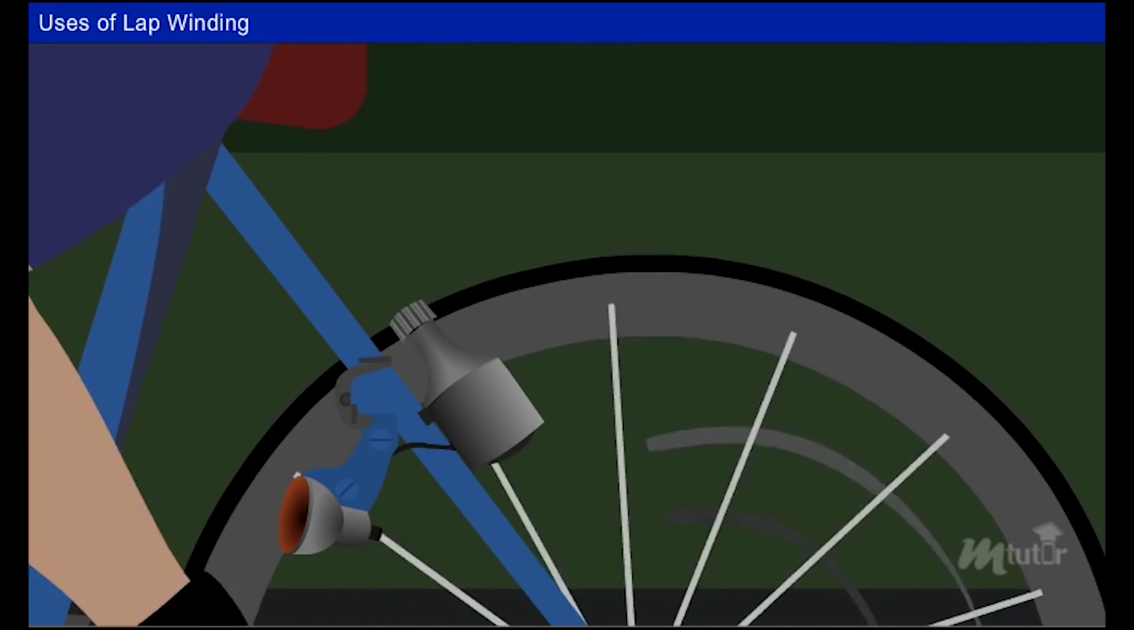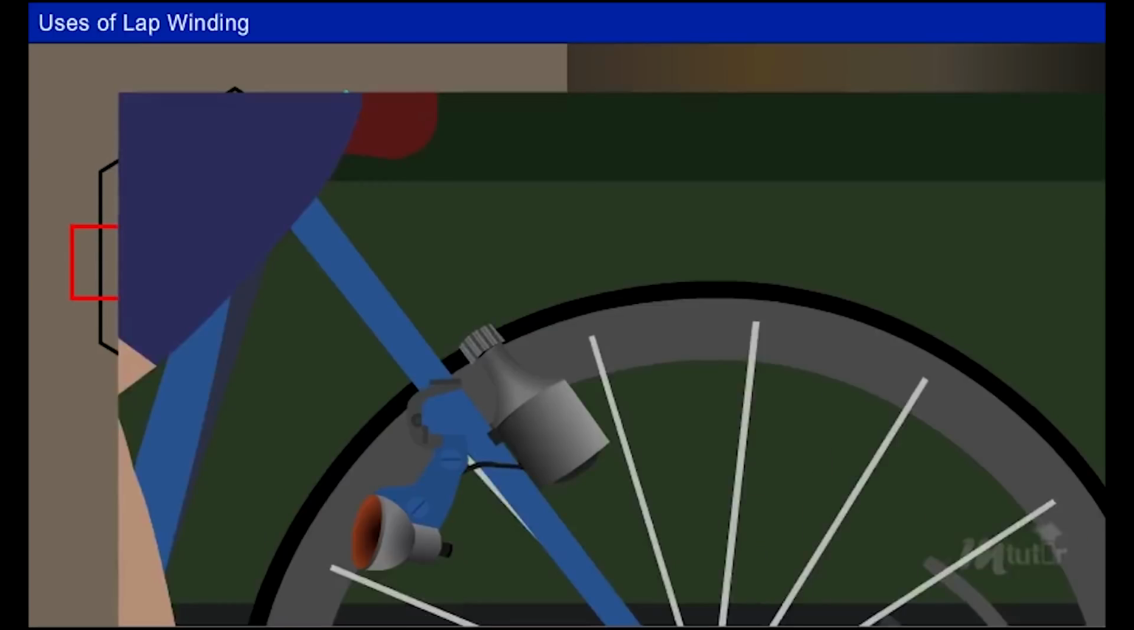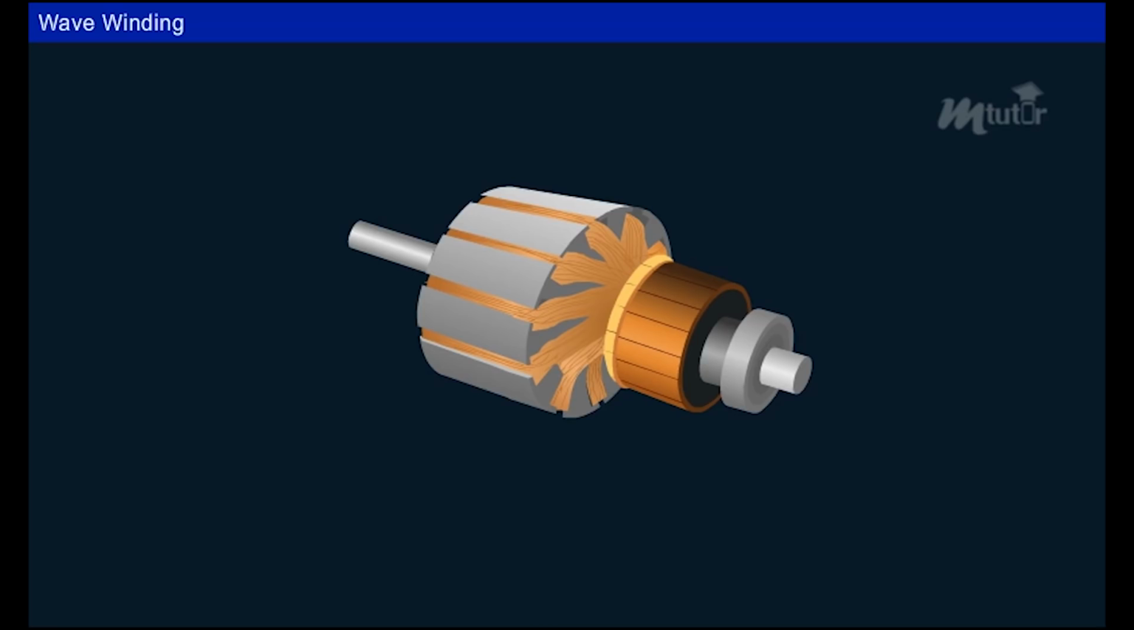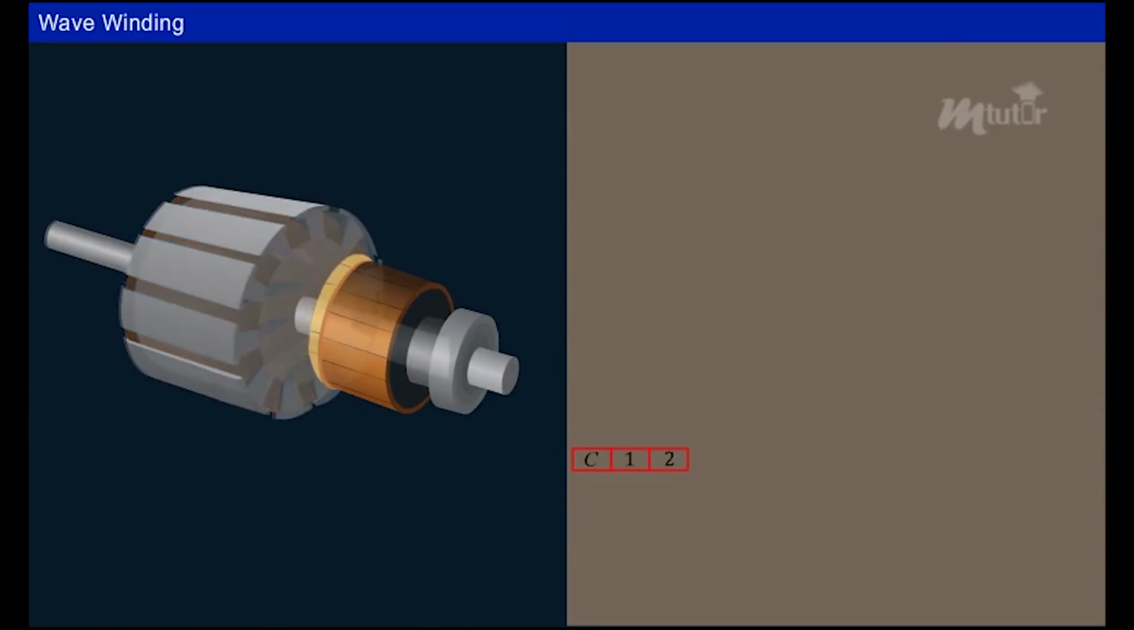A dynamo is another application producing high current, normally seen in bicycles. Now, we shall learn about wave windings.